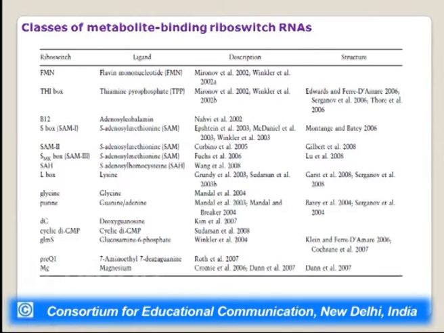In fact, ions such as magnesium can also act as the ligand. So, there is a whole category of small molecules or ligands which can act on the riboswitches and therefore alter the gene expression. Now, we will look first at the mechanism of gene control in bacteria and the variety of riboswitches which are present.